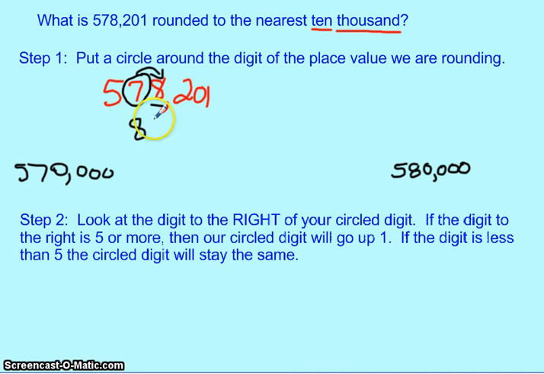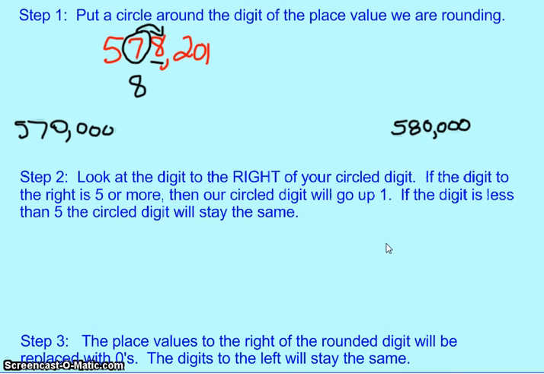So you can see that. In step 3, it says to the right of the rounded digit, we're going to replace each of those digits with 0. So you can see my 80,000. But remember, we weren't just at 78,000, we were at 578,000, and we weren't messing with the 100,000s. So the digits to the left will stay the same. So this 5 would still be 5. So this number to the nearest 10,000 is 580,000.